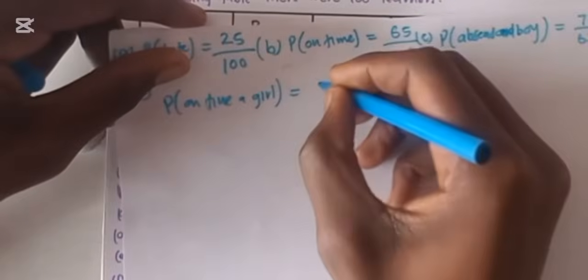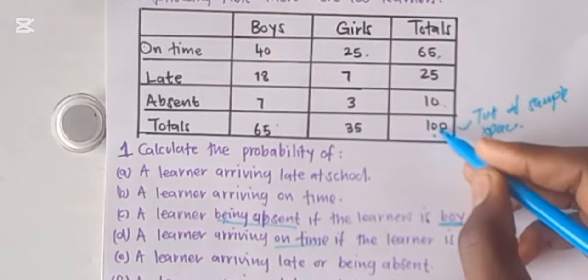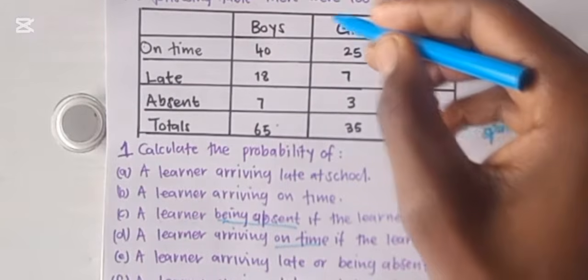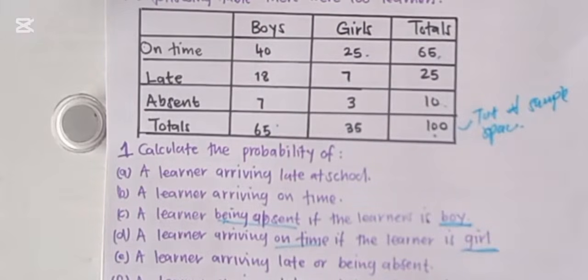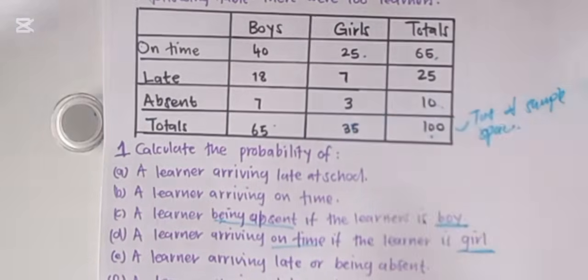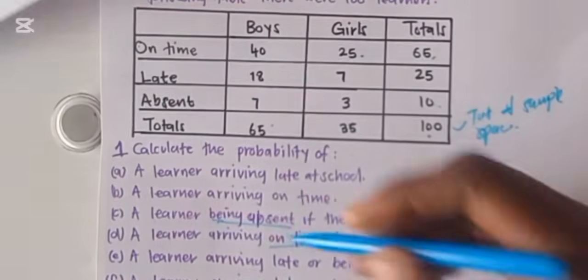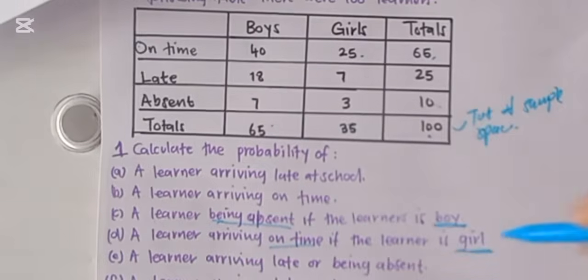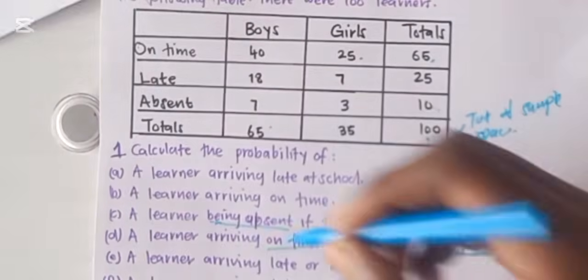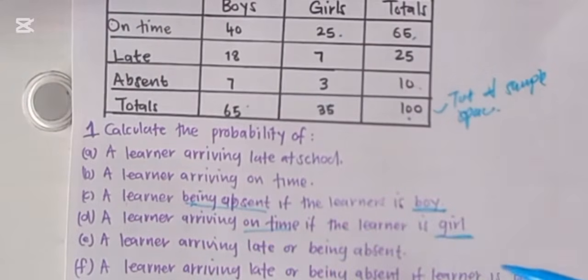So it's going to be 25 divided by what? We're going to divide by the total number of the sample space. The sample space is no longer going to be 100, because this 100 covers the boys and girls. We're going to divide by the total number of all the girls that are there, which is 35. Does that make sense to you? Perfect. So it's going to be divided by 35. This is the probability of a learner arriving on time, and that learner is a girl. So going to letter E, they say, calculate the probability of a learner arriving on time or being absent.